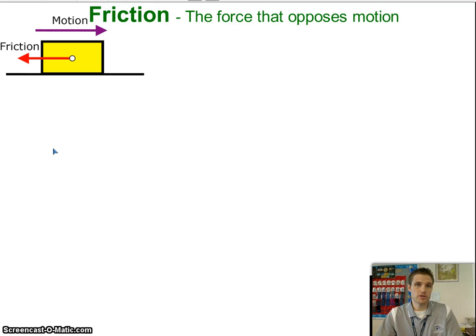Today we're going to be talking about friction. Friction is the force that opposes motion, and that word opposes means that it goes against. So if we look at this example over here, I have motion which is going in this direction to the right, but friction is pushing this way to the left. So it's actually going against the force or the motion that the object is going into.